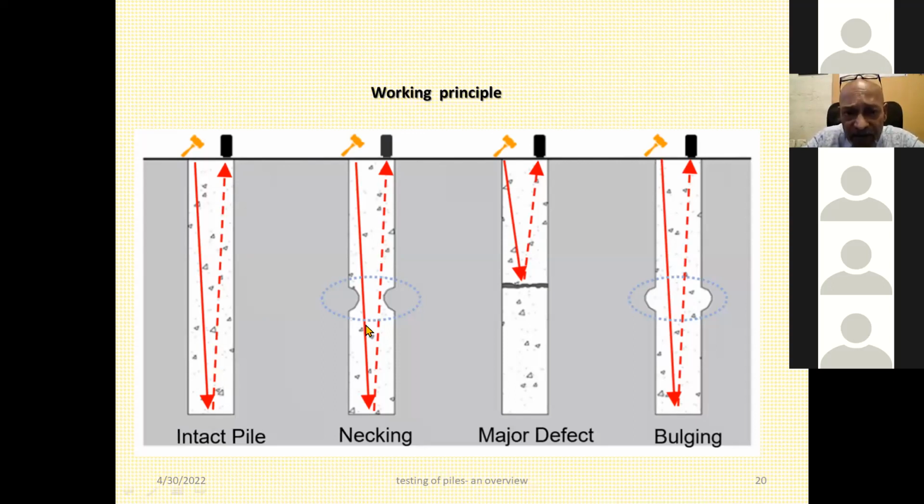And in the second sketch, you can see there is a necking. Wherever there is such deformation, necking, or there is a discontinuity in the concrete, or there is a bulging in the concrete, there are secondary waves which travel backward, and they are detected by the sensor. The time is measured by the computer software, and depending on the nature of the returning wave, whether it is a positive wave or negative wave, the location of the defect and the type of defect is determined by the software.